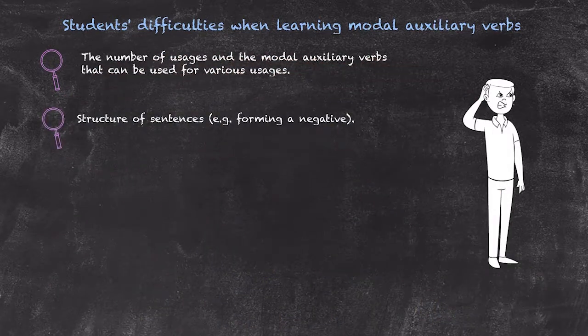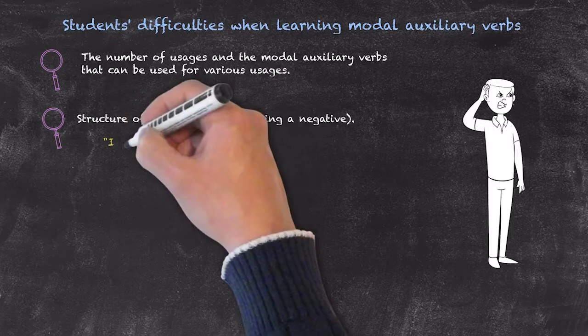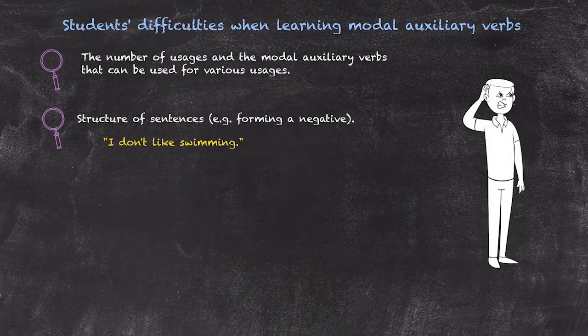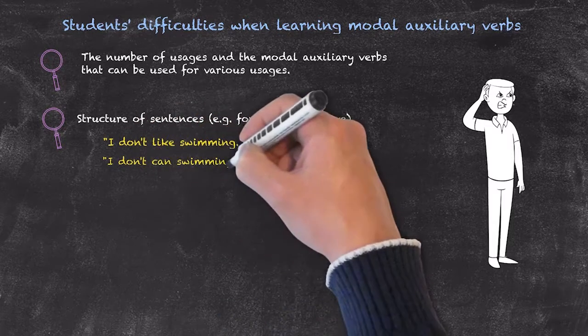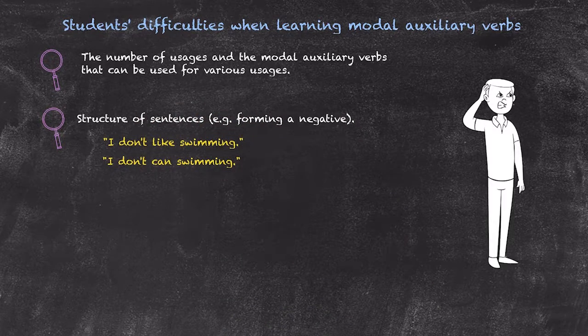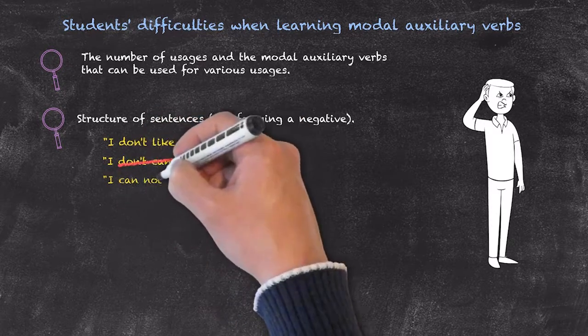Usually, we use the auxiliary verb do with most verbs to form a negative, but with modal auxiliary verbs, we don't. So, for example, I don't like swimming. Do not, with the verb like. When modal auxiliary verbs are initially introduced to students, they may find it puzzling that we don't use this structure. Instead, we use this structure.